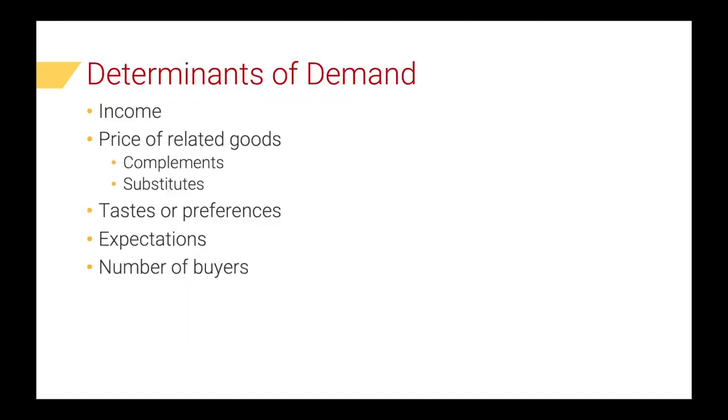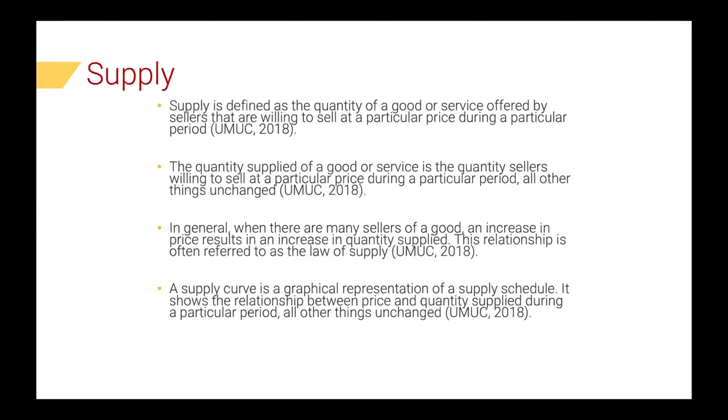The determinants of demand include income, the price of related goods, tastes or preferences, expectations, and the number of buyers. Supply is defined as the quantity of a good or service offered by sellers who are willing to sell at a particular price during a particular period. The quantity supplied of a good or service is the quantity that sellers are willing to sell at a particular price during a particular period.